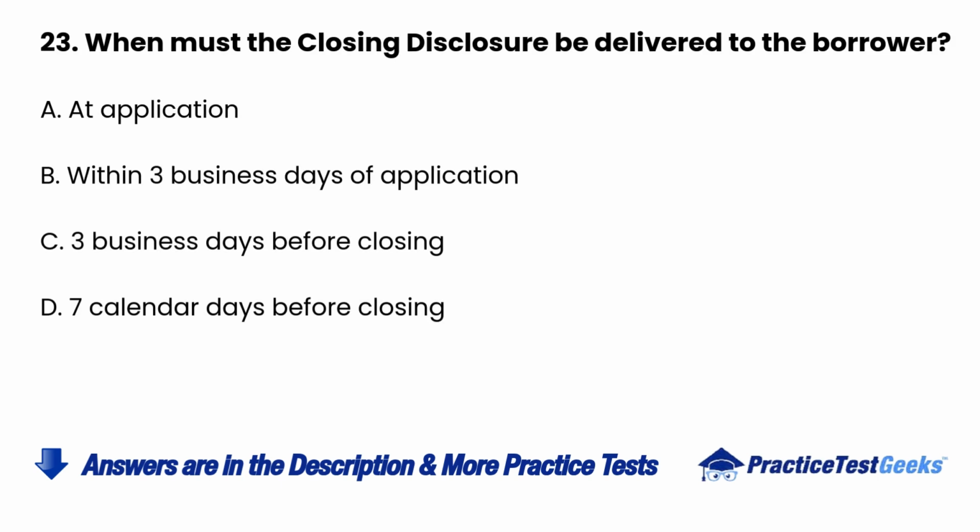23. When must the closing disclosure be delivered to the borrower? A. At application. B. Within 3 business days of application. C. 3 business days before closing. D. 7 calendar days before closing.